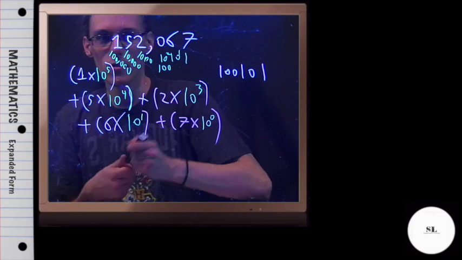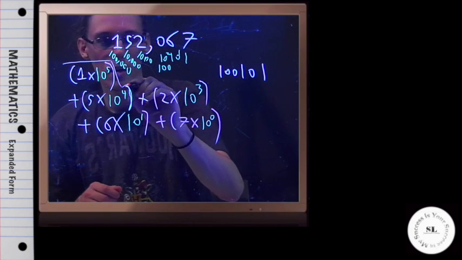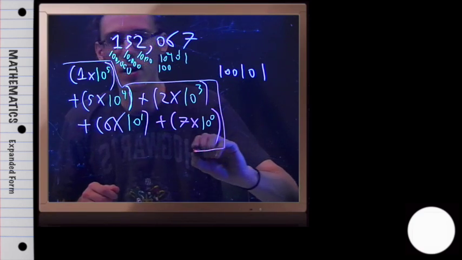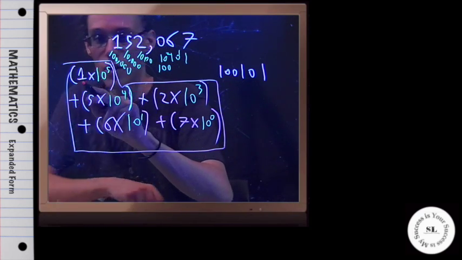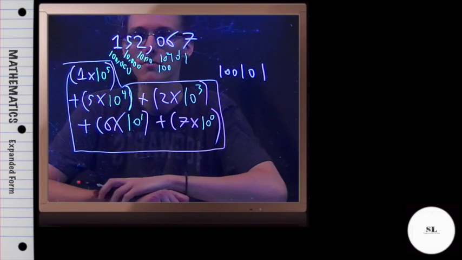So after all that, writing this number in expanded form looks like this. And all you're doing is just writing it out the way you say it. 100,000, 50,000, 2,000, and 67. And that's that example.